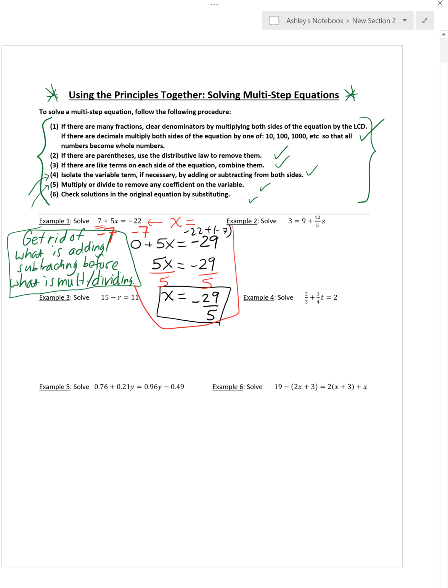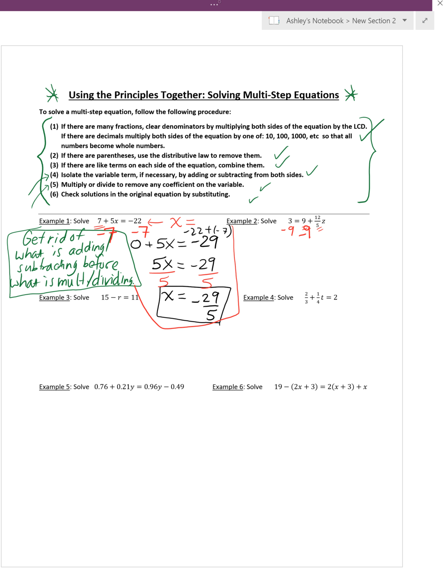What do we have? We have 2 things standing in the way of our variable z being by itself. The 9's in the way for sure, but the 12/5, that fraction's in the way as well. But like we pointed out in the last example, you want to get rid of what's adding or subtracting with z, the 9, before you get rid of what's multiplying or dividing, the 12/5. So I definitely want to get rid of the 9 first. And since 9 is positive and it's adding with z, I'm going to do the opposite and subtract it from both sides here. And that'll get rid of that guy.